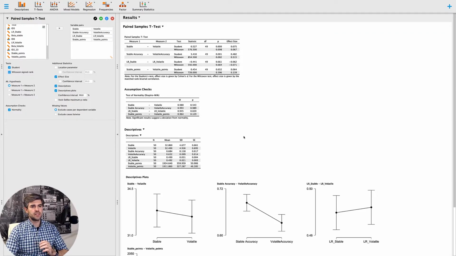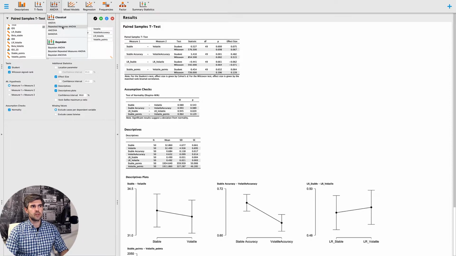So we're going to continue now with the learning rate, because I had hypotheses about learning rate. Also, I'm going to continue with the accuracy measurements. And the next thing we talked about was the order effect. Maybe this learning effect is not there because there is an order effect, and whether people started with stable or if they started with volatile, maybe that has an effect.